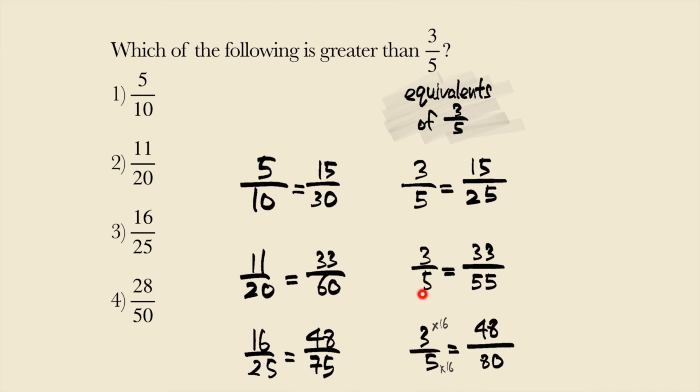11/20 compared to 3/5. Let's see. If both have 33 as the numerator, let's take a look. This is actually smaller, so we do not want this. Next, 16/25 turns to 48/75. 3/5 becomes 48/80. Okay, look at the denominator now. This is 75, which is smaller than 80. So voila, this is the fraction we're looking for because this is larger than this. So the answer therefore is number 3.